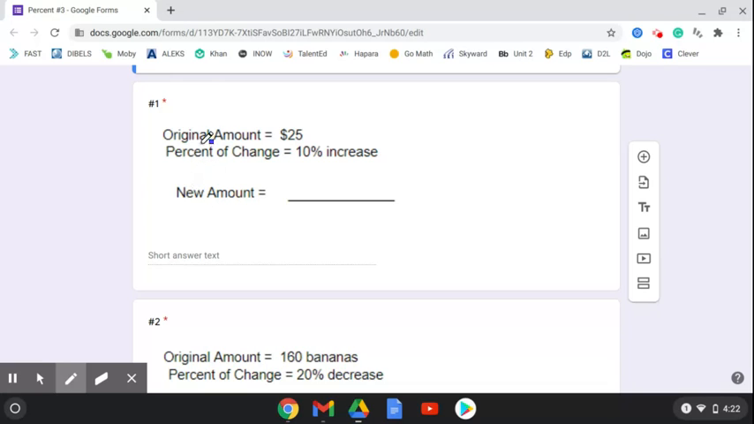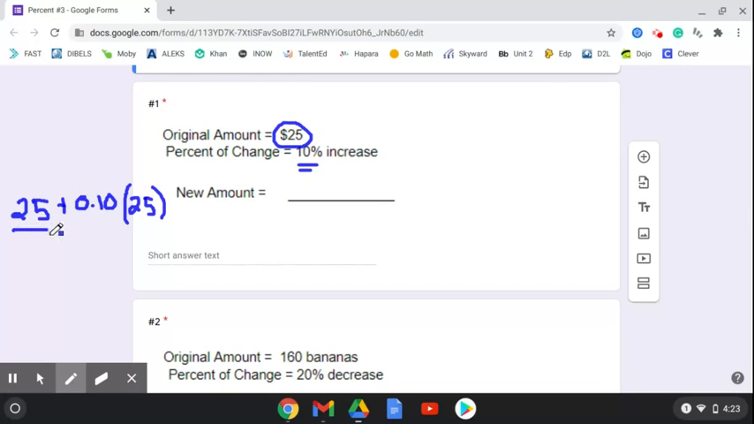Here's the first way. $25 is the original amount. Okay, so we're going to pay $25 plus we're going to pay the 10% increase. So this increase is a percentage of the original amount. So 10% as a decimal, would you agree, is 0.10? So what is 10% of 25? 10% of the original amount. That is going to be the amount that is added on to the original amount.